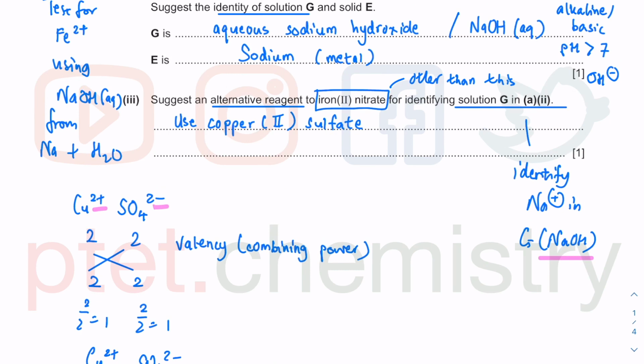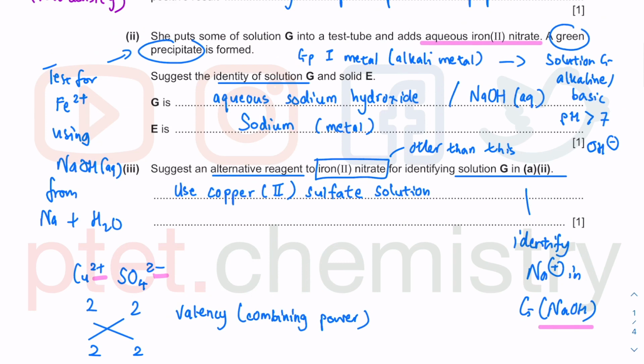You can just use copper 2 sulfate solution, and instead of getting a green precipitate, we expect a blue precipitate, or you can say a pale blue precipitate, which is insoluble in excess, solution G there. There are many other choices. You could go for iron 3 nitrate. You will get a reddish brown precipitate, etc., etc.